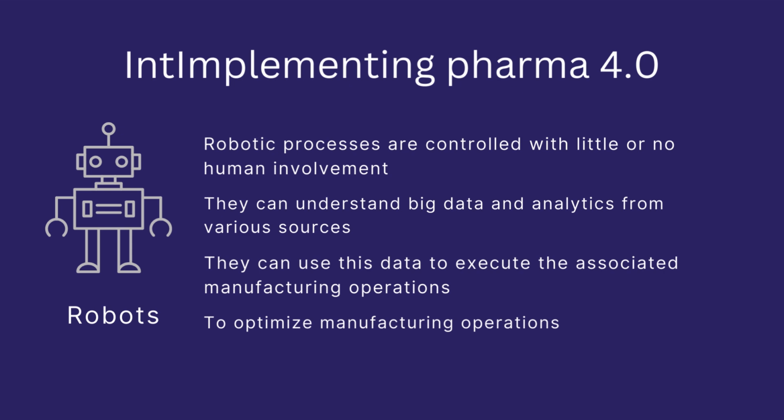Robotic processes are controlled with little or no human involvement. The robots plan, organize, execute, and report the manufacturing process, provided they are fed with the correct original and real-time data.